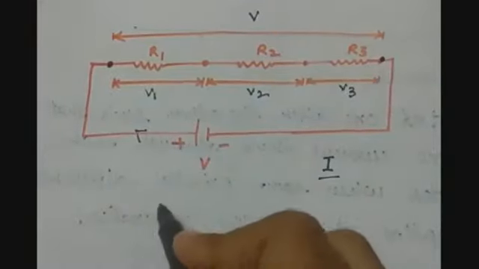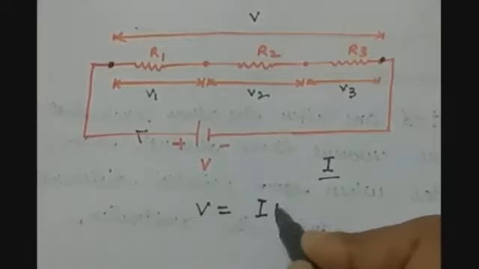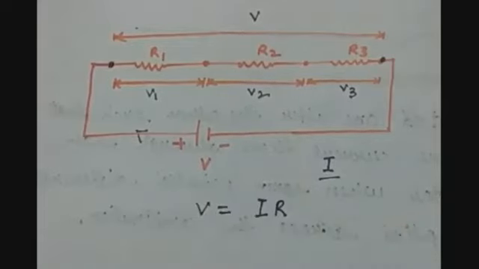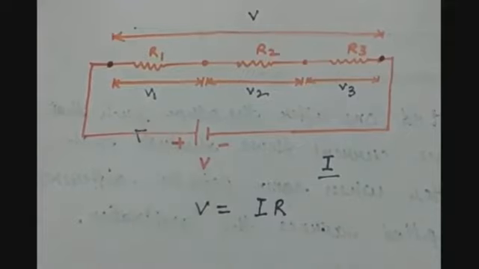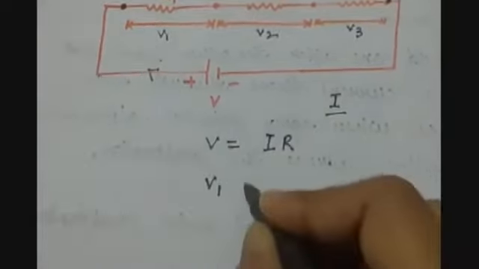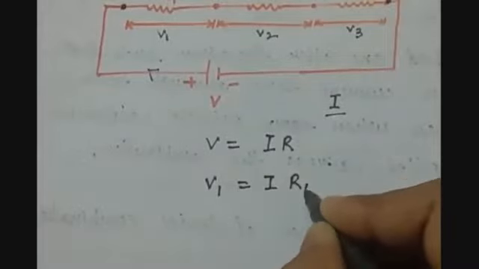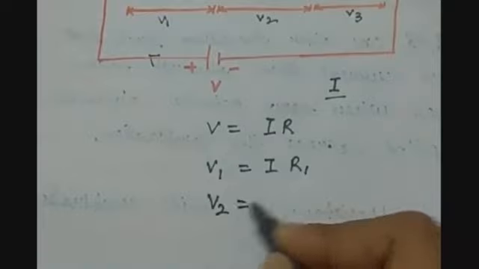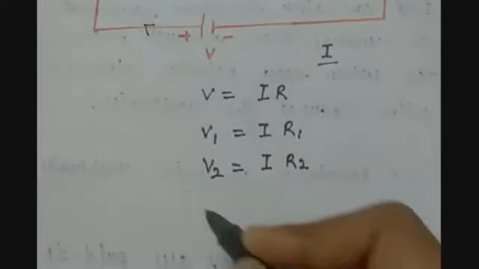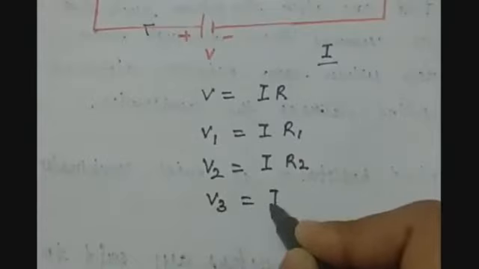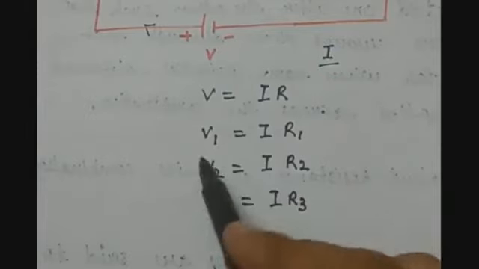So according to Ohm's law, we have V is equal to IR. That means if we have to find the potential difference across V1, then V1 will be equal to IR1, V2 will be equal to IR2 and V3 will be equal to IR3. As we know that current is the same in all the resistances, only the potentials differ, and that is what we are calculating here. So V1, V2 and V3 are IR1, IR2 and IR3 respectively.